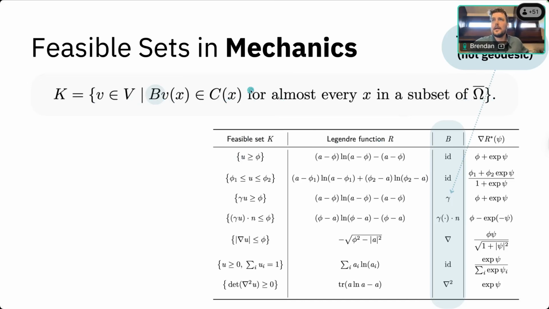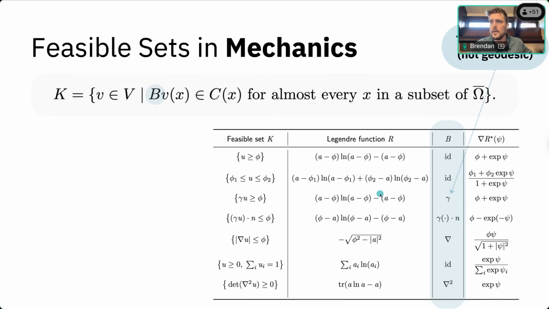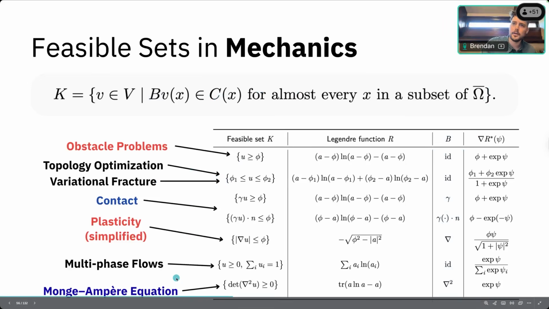And if your feasible set is of this type, we have a table of Legendre functions you could possibly use that encode the geometry of C. Feasible sets of this type are not just appearing in those three examples. They appear in topology optimization, fracture, plasticity, and other nonlinear PDEs than Eikonal, including the Monge-Ampère equation.